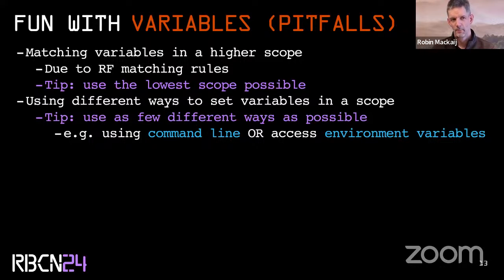because then you have to manage how things are sent to the command line, and you have to manage how variables are made available in your environment. So if you need to inject global variables, I would say either all of them go through the command line, or all of them are accessed from the environment, but not both. And much the same goes for using variable files, using variable sections. There are many ways. Use as few as possible.